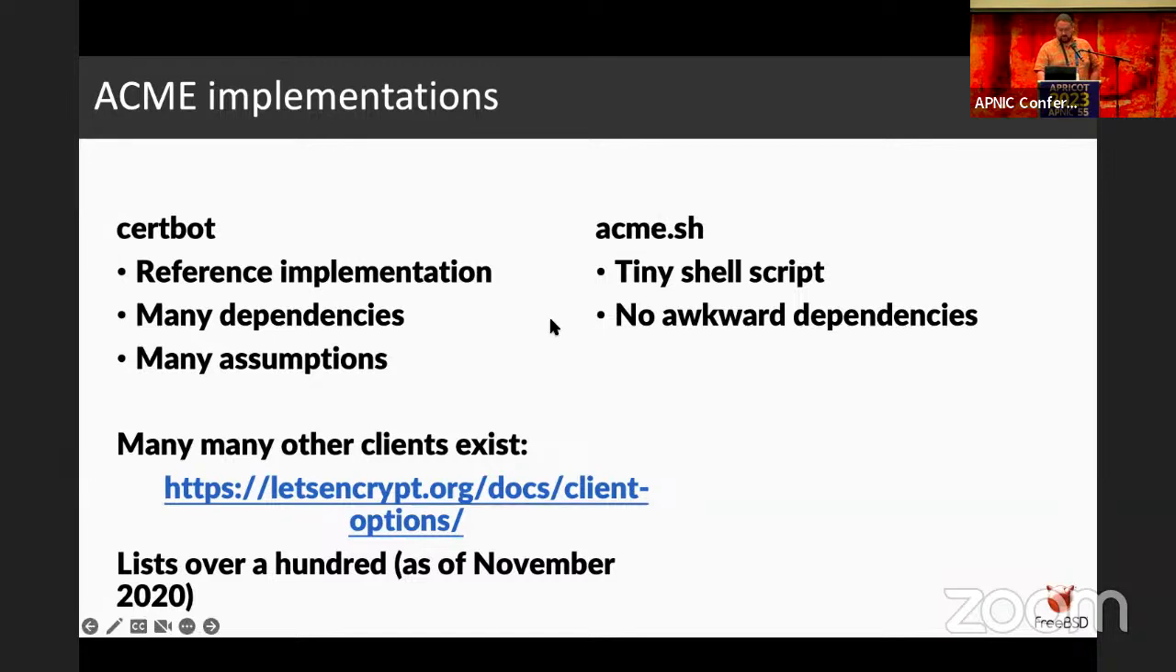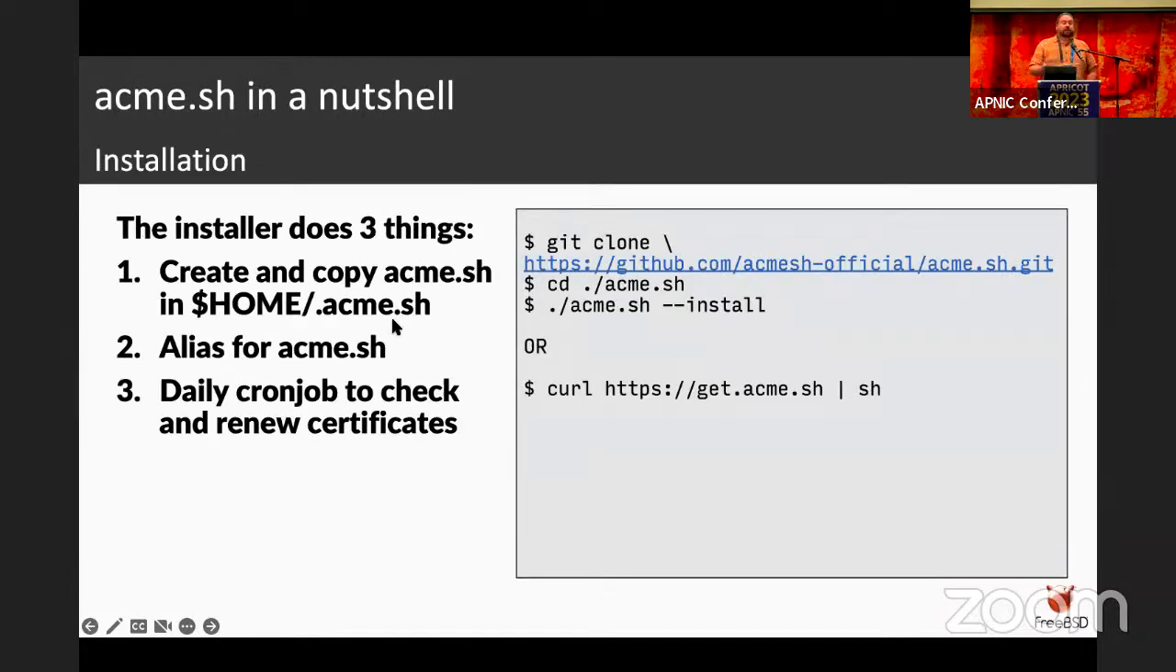Moving swiftly onwards. So in a nutshell, to install this ACME shell script, you just clone their Git repository and you run the shell script itself, and it's going to install itself on your machine. It creates a directory. It creates some aliases so you can run it without having to type long strings of commands. And then it sets a daily cron job to check and renew certificates.